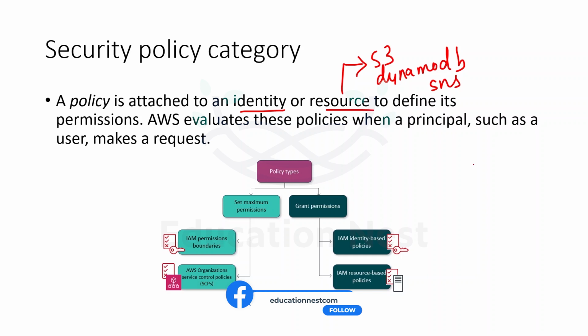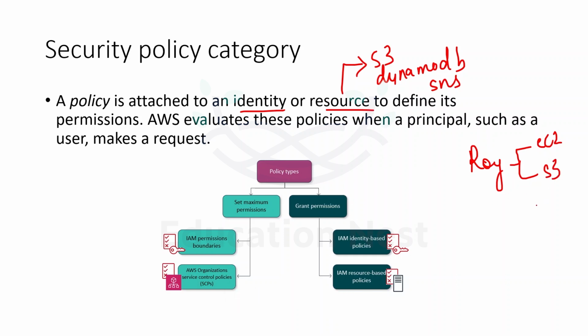So if I create a user called Roy and I want to give him access to EC2 and S3 only, how can this be given? How can this access be given to Roy? By attaching a policy to Roy. We have already seen this while we were creating the demo user in the demonstration part.